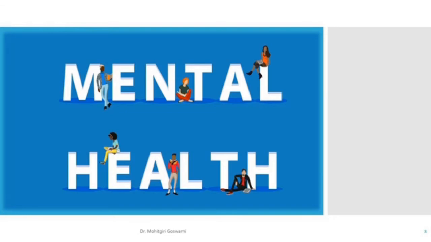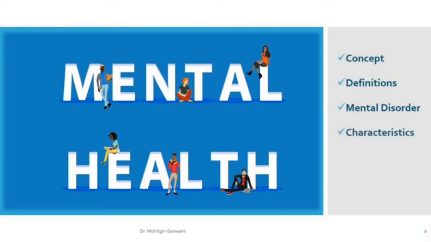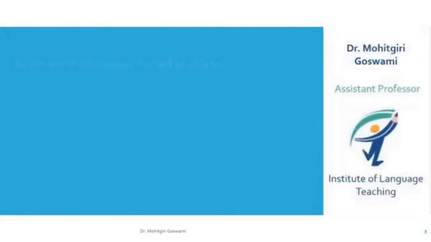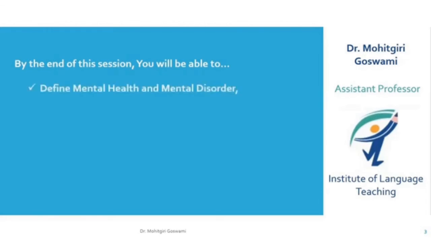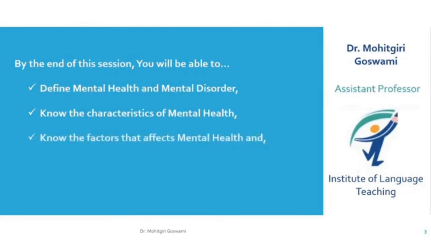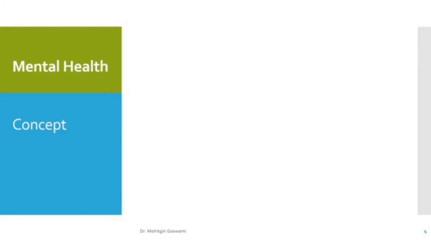Today we are going to learn mental health. We will cover concept and definitions of mental health, concept of mental disorder, characteristics of mental health, affecting factors and remedies for mental health. By the end of this lesson, you will be able to define mental health and mental disorder, know the characteristics of mental health, know the factors that affect mental health, and remedies for mental health. Let's begin with the concept.